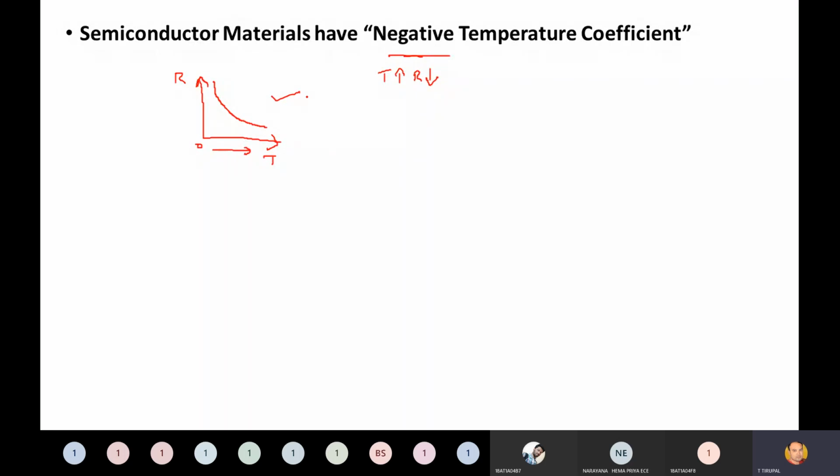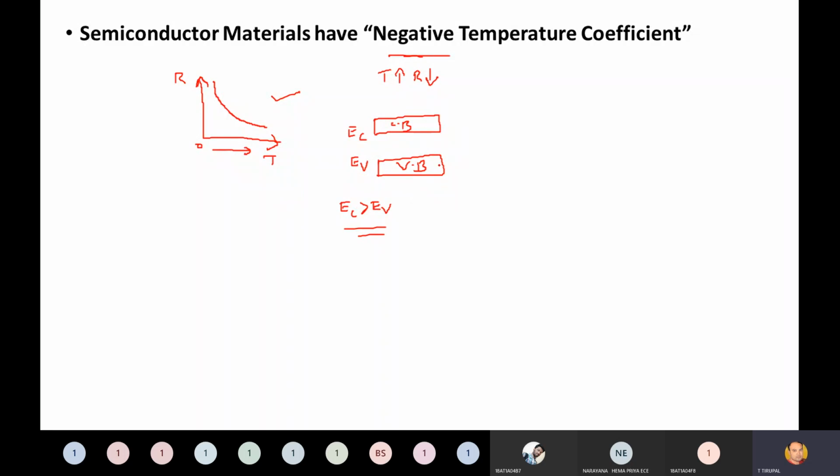So how do you get a negative temperature coefficient? Here, the semiconductor has a conduction band and a valence band. I told you already, this is energy EV and this is energy EC. Always remember another important point: EC is always greater than EV. The energy of the conduction band is greater than the energy of the valence band.